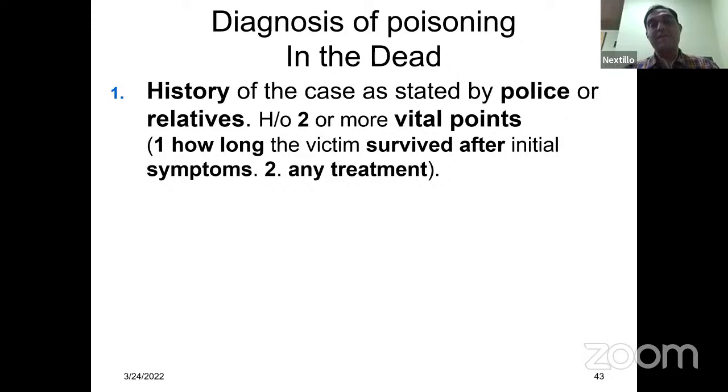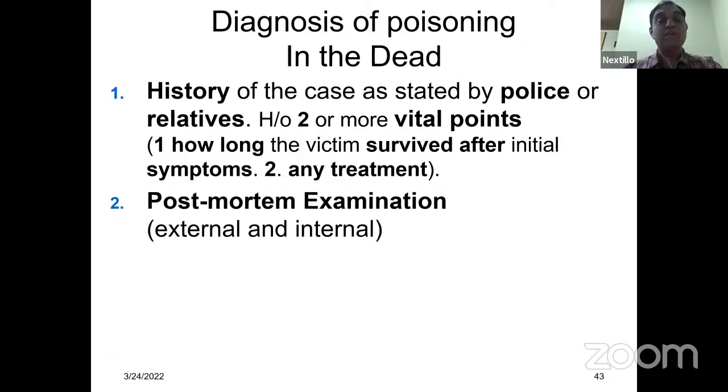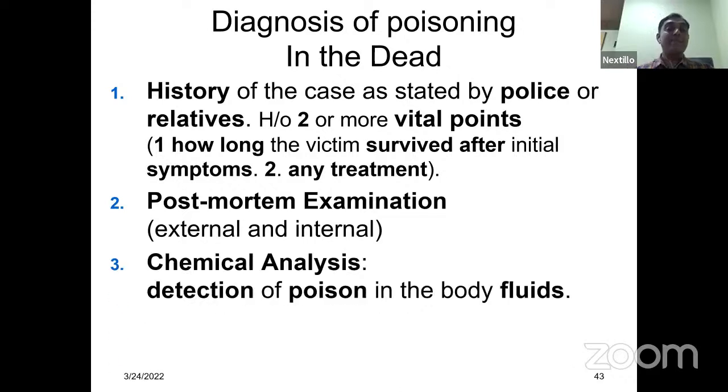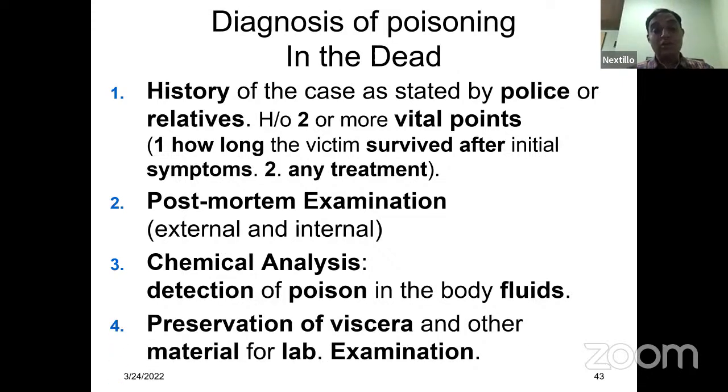History. We have to ask the history from the police or the relatives. History, two or more vital points. One, how long the victim survived after the initial symptoms. And second, any treatment received previously. Postmortem examinations after death, that is external and internal examinations. The chemical analysis, detection of poisons in the body fluids, we have to do after death. Preservation of viscera and other material for the lab, that is from the forensic lab investigations point of view.